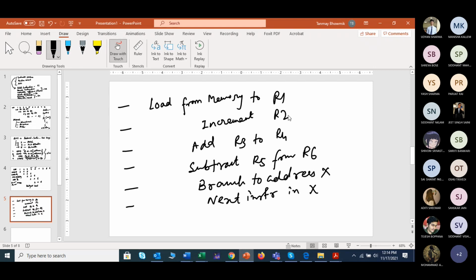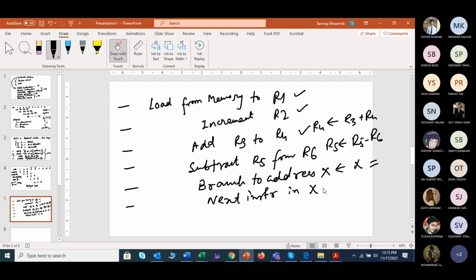So this is the R1 register, R2 a separate register. Add R3 to R4 means R4 will hold the result of R3 plus R4, so again a separate register. Then subtract R5 from R6, which means R5 will hold R5 minus R6, again a separate register. Then next is branch to address X, so you are just asked to go to the branch at address X. So X is also separate, and there is no data dependency till now.